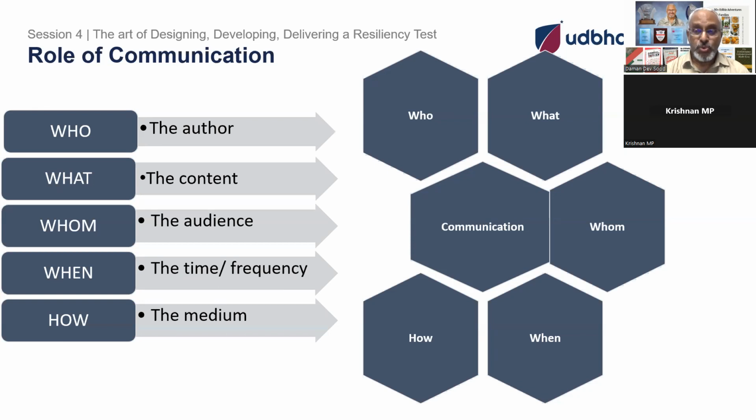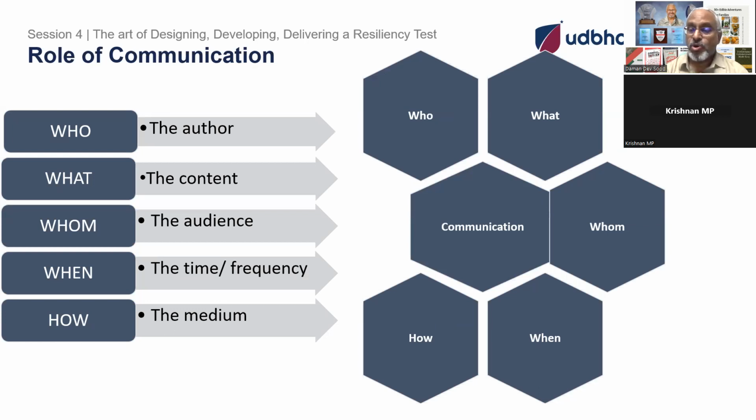And I say, who communicates? So we are going clockwise from the top. Who communicates what, to whom, when, and how. If we take care of this, our communication will be very good and effective. So who, in this cycle, is the author of the communication? What is the content of the communication? Who is the audience, the target, interested parties, recipient of the communication?